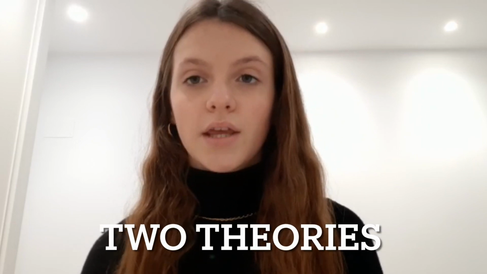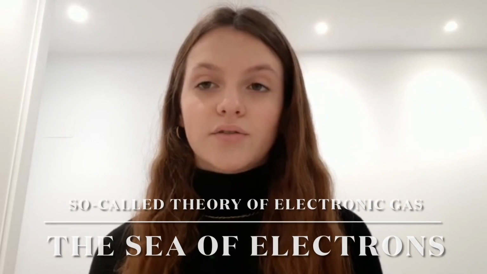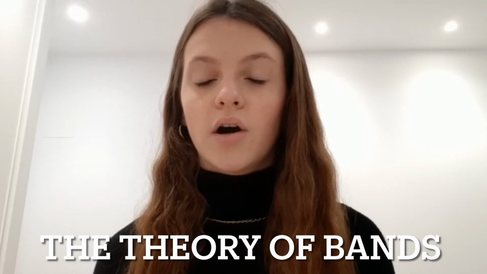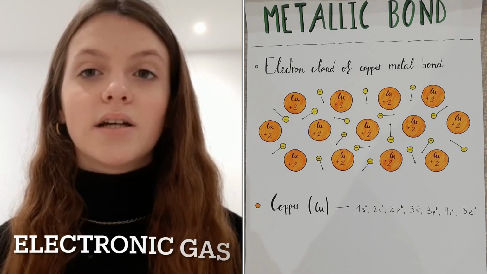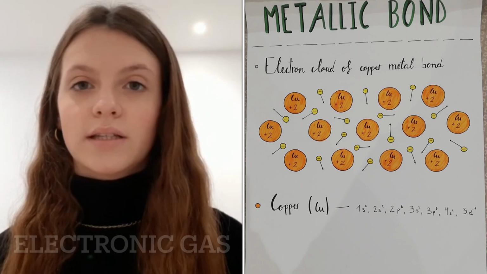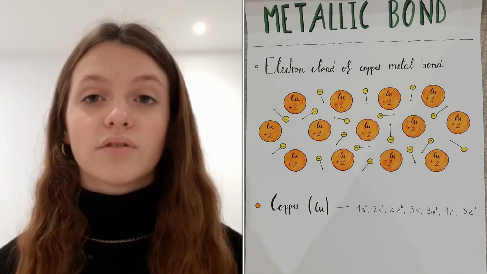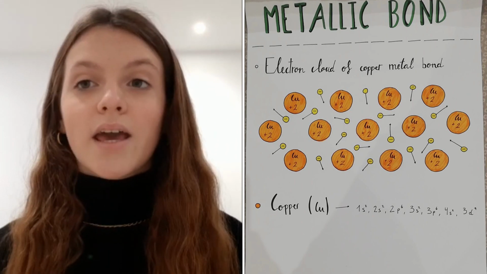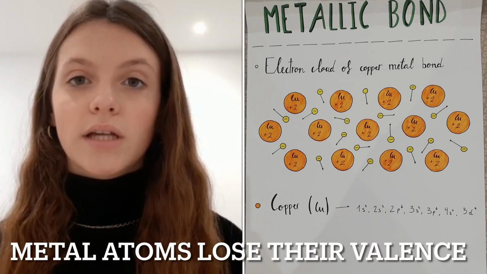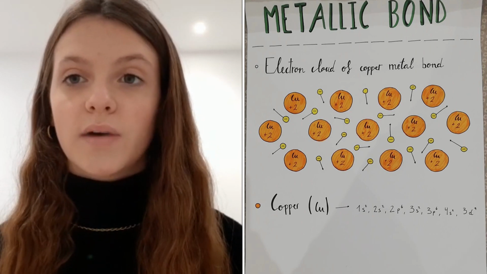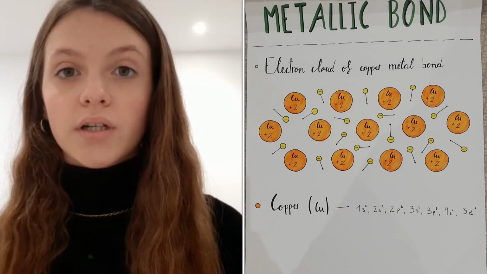There are two theories to explain the freedom of electronic movements in the metallic bonds. These are the so-called theory of electron gas, or the sea of electrons, and the theory of bands. In the theory of electron gas, also called the sea of electrons or the electronic cloud, the metal atoms lose their valence electrons and form a tight cation network.